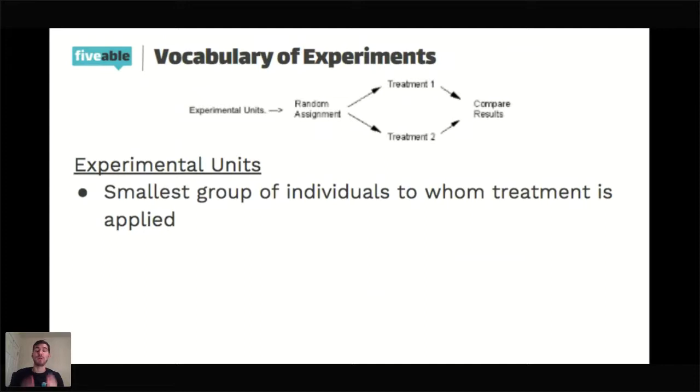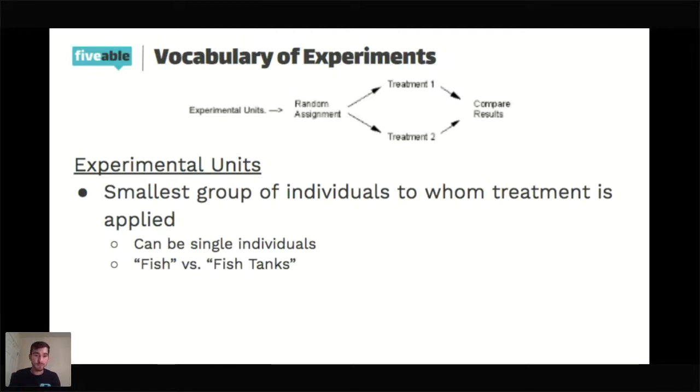So sometimes individual people are experimental units. So if you're testing out a new exercise program versus an old exercise program, and you're going to assign people to one of the two programs, the people are experimental units. Okay, so they can be single individuals, but a good way to distinguish is, let's say you're testing out 2 brands of fish food on a bunch of fish to try to figure out which one makes the fish grow bigger. If you say that fish are the experimental units, so individual fish, you're implying that you're going to give different food to each individual fish in your experiment.